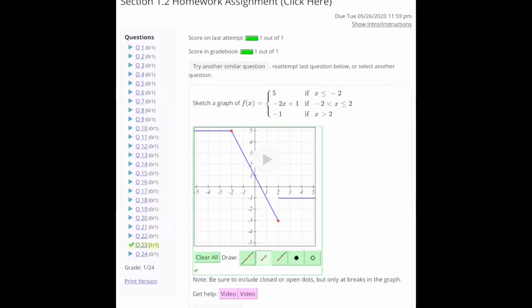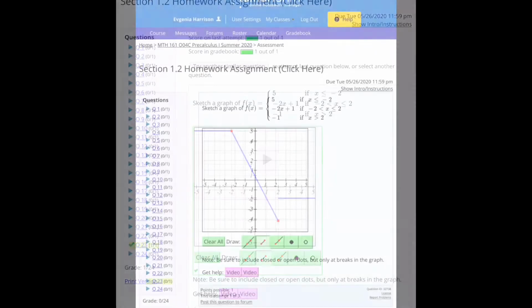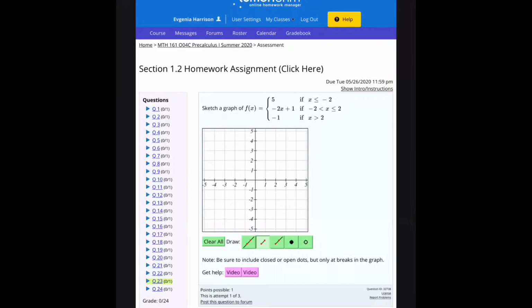Now, the last step will be to select what kind of circles we should use at our break. Note that the break occurs at x equals 2, and looking at the middle piece, we have x is less than or equal to 2. Just like on the number line, when we have x equals 2, we must use a closed circle. However, the third equation has the domain x is strictly greater than 2, which means we are going to use an open circle for 2, again just like on the number line.